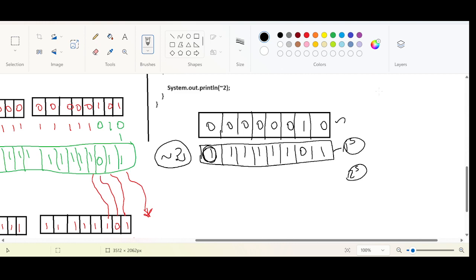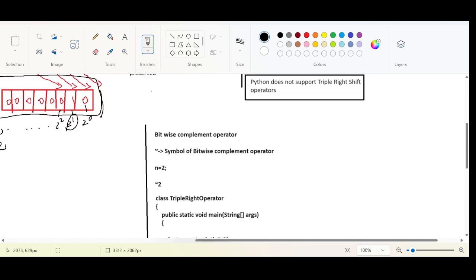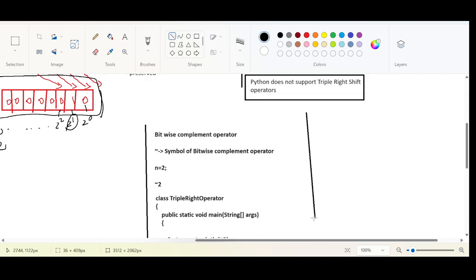Let me clear out this confusion. Before even proceeding with this, let us try to understand this thing. Let me make this concept very clear. If I want to represent the number 5, n equal to 5, in the form of a binary number, at the same time I want to represent the number minus 5 in the form of a binary number.